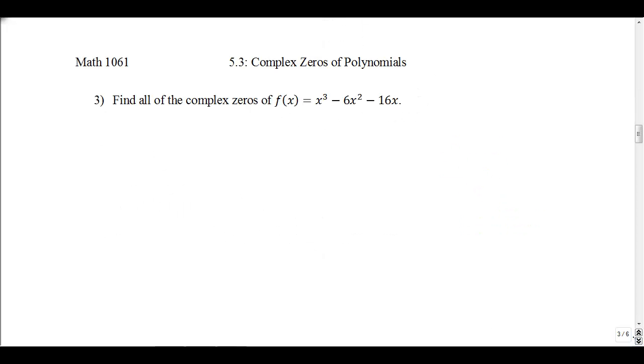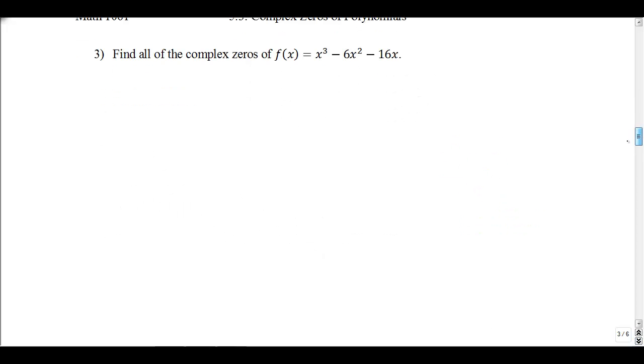Next one. We want to find all the complex zeros of f of x equals x cubed minus 6x squared minus 16x. Okay. This one has a little bit of a twist here. It's actually maybe going to make it harder because of that twist, but it's probably easier in the end. We'll see. We don't have a constant term. So the constant term is 0.